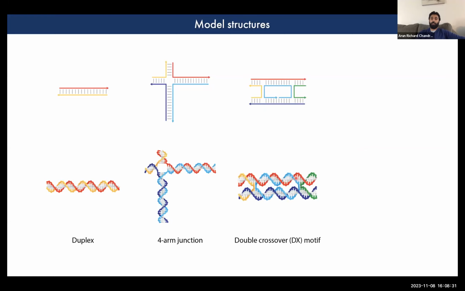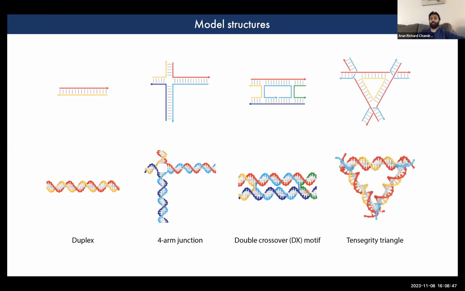You can see from the model that the red strand runs through the helix in the top, and the dark blue runs through the helix at the bottom. The yellow and the orange strands sort of staple it together, and the blue strand runs through both the domains.